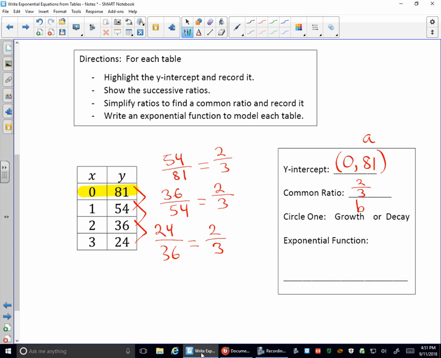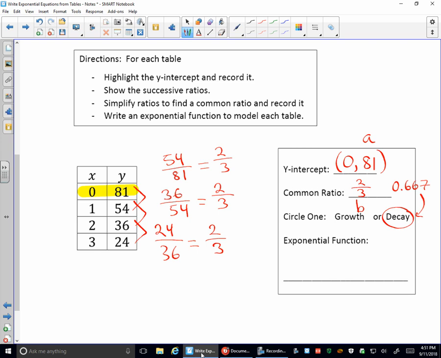It's easy to see when you're looking at the tables of values that 81 to 54 to 36 to 24, that we're getting smaller. So this is not growth, this is decay. But also 2/3 is like 0.667 if we round to 3 decimal places. And so that number is less than 1. That's a second way to see that.